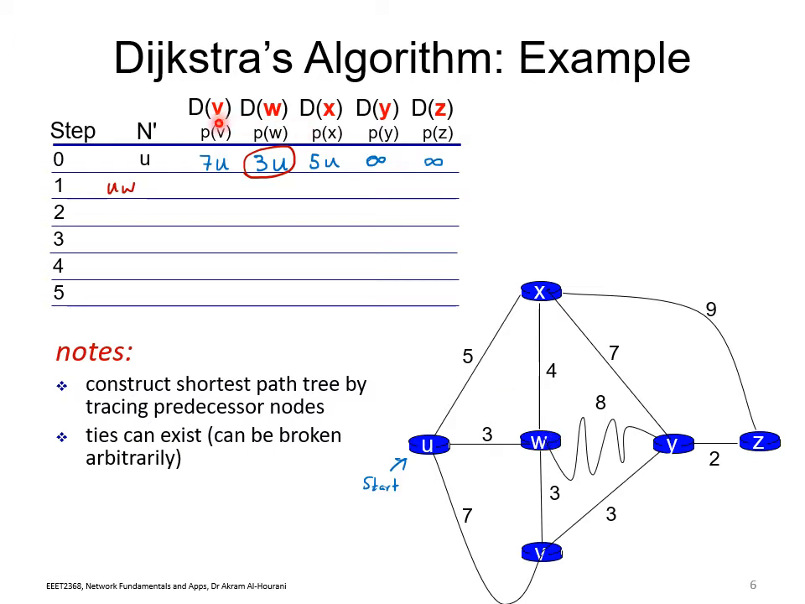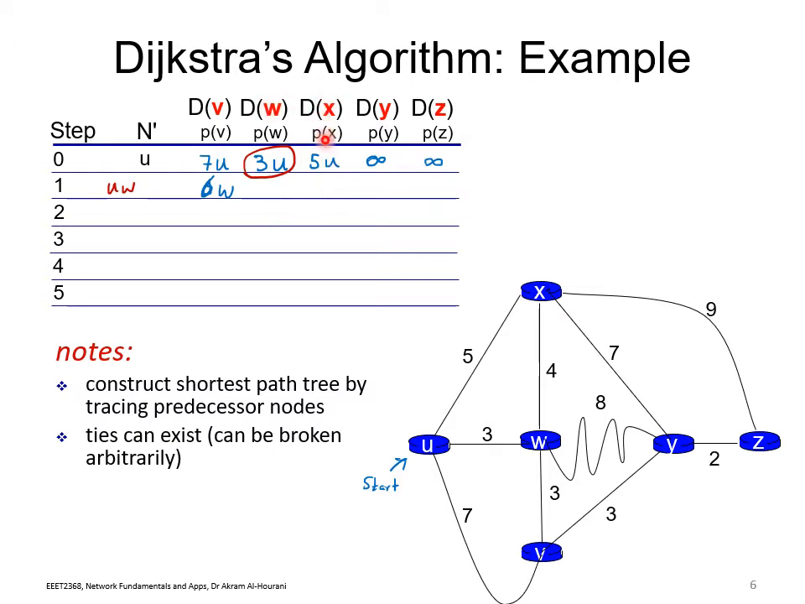So let's try first V. If I'm trying to reach V through W, the total cost would be 6, which is better than 7. So I'm going to update my cost to 6 and I can reach V through W. This is a better path, and that's a good thing. Now I don't need to worry about W here because I already found the shortest path.